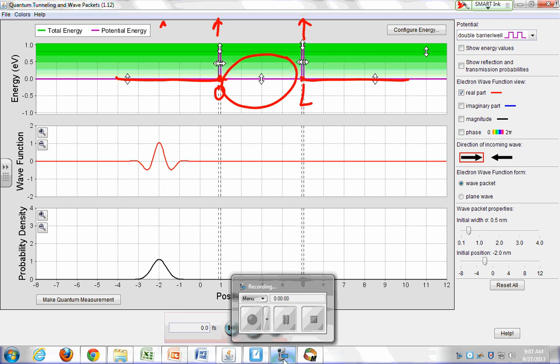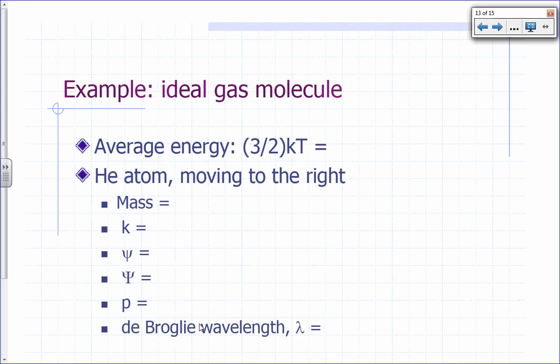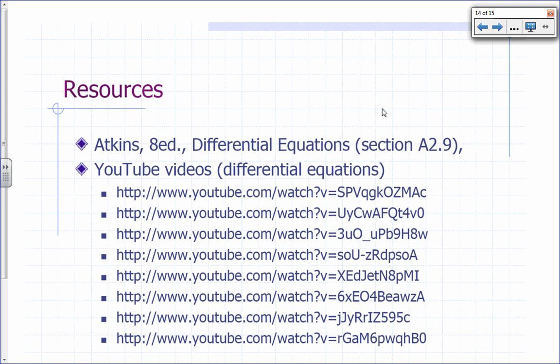And let's see. That's it. So we answered all of these questions, right? And so if you need a review or a tutorial on solving differential equations, particularly the ones we've been dealing with here, these are some videos that you can look at.